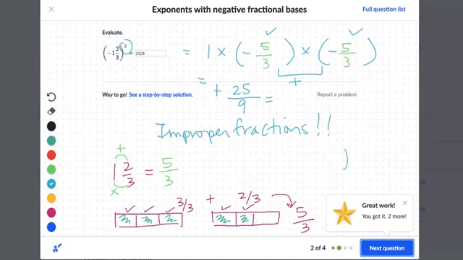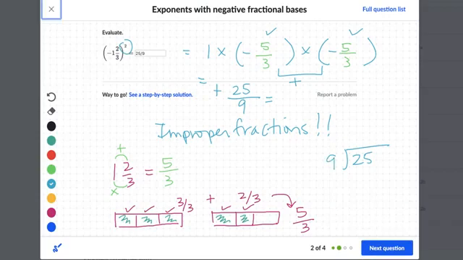You would take the top number divided by the bottom number. So 9 goes into 25 2 times. 25 minus 18 is 7. So we end up with 2 and 7 ninths.